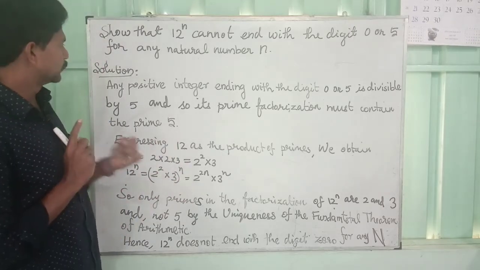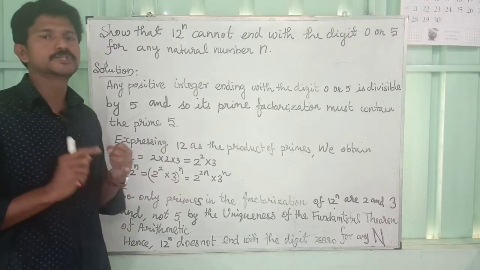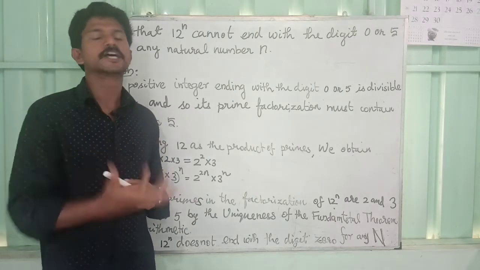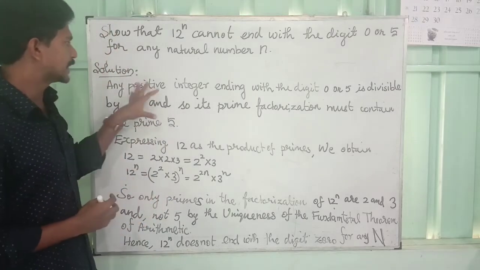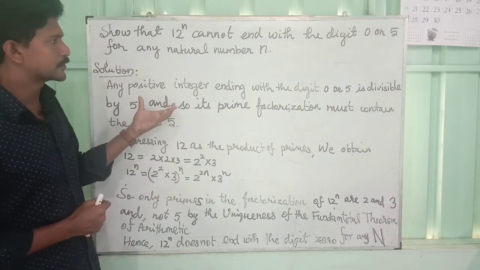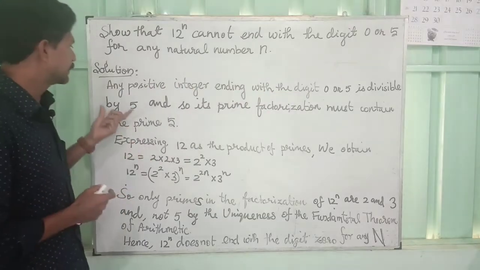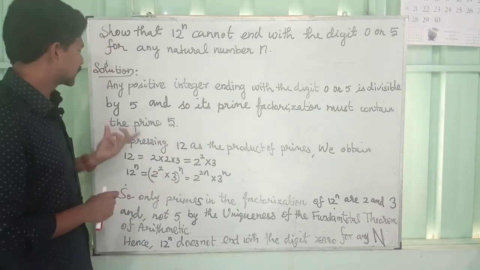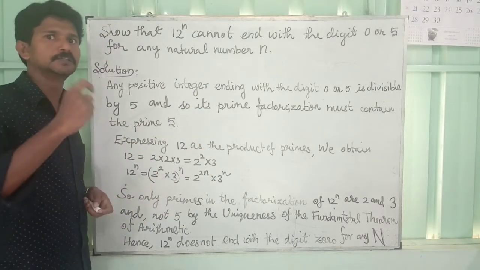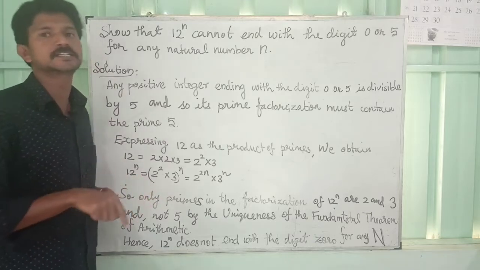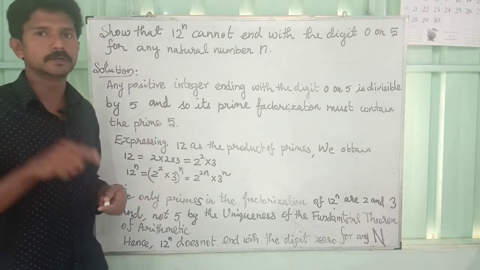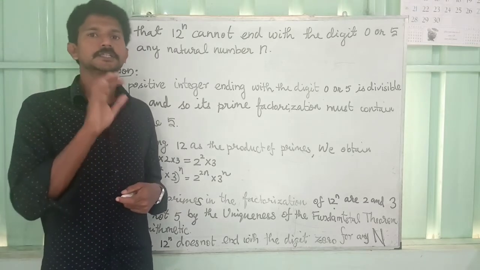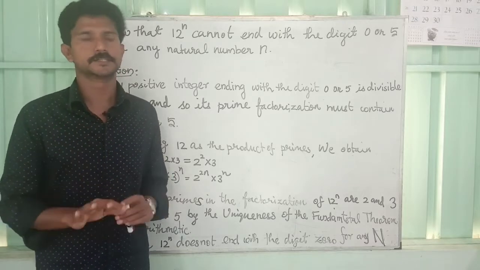Before that we said that if a number is divisible by 5, it should end with 0 or 5, isn't it? So we have written that here. Any positive number ending with 0 or 5 is divisible by 5, and so its prime factorization will contain the number 5. ഒരു നമ്പർ 5 കൊണ്ട് ഡിവൈഡ് ആവുന്നെങ്കിൽ ആ നമ്പറിന്റെ പ്രൈം ഫാക്ടറൈസേഷനിൽ ഉറപ്പായിട്ടും 5 ഉണ്ടാവും. അതാണ് ഇത് ഉദ്ദേശിച്ചത്.